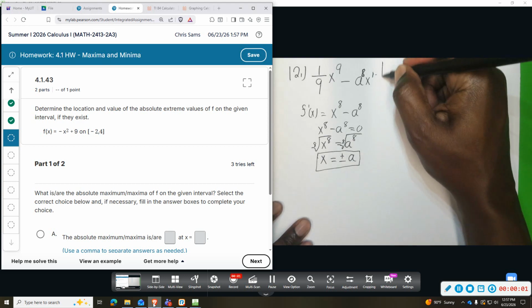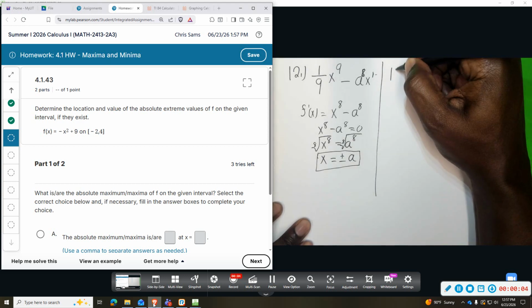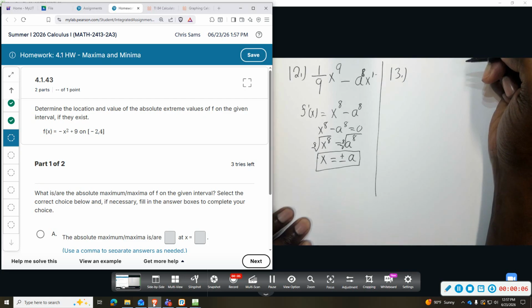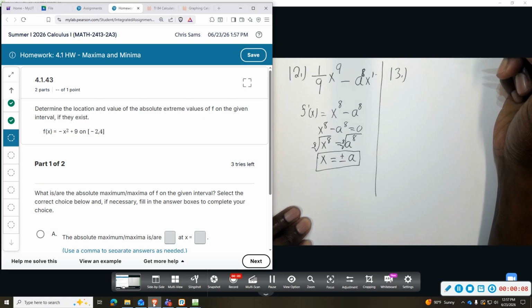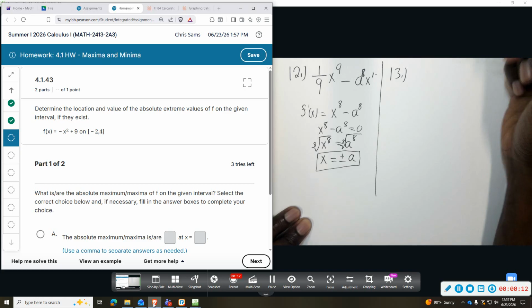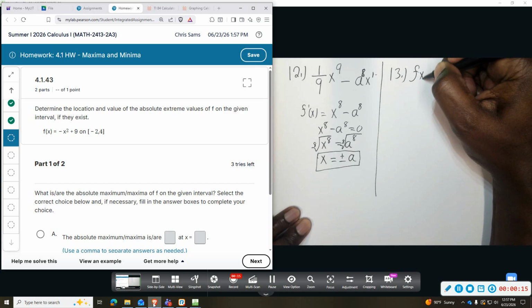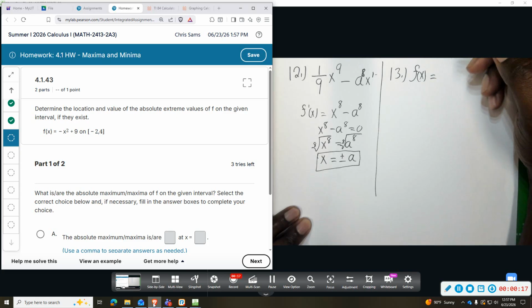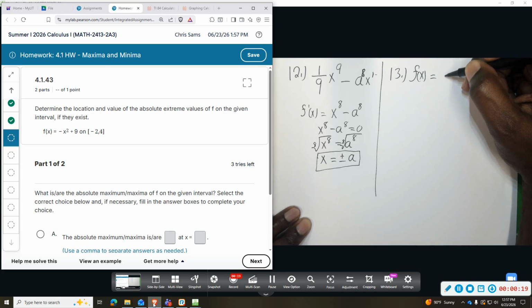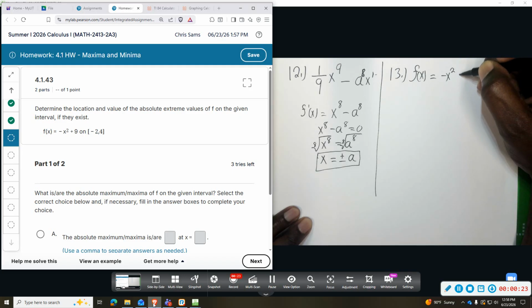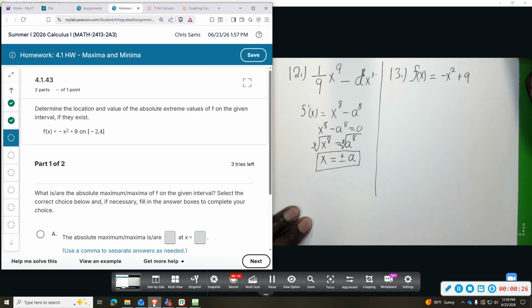All right, number 13. We want to determine the location and value of the absolute extreme values on the given interval, if they exist. So we're given f of x equals negative x squared plus 9, and we are on the closed interval negative 2 to positive 4.